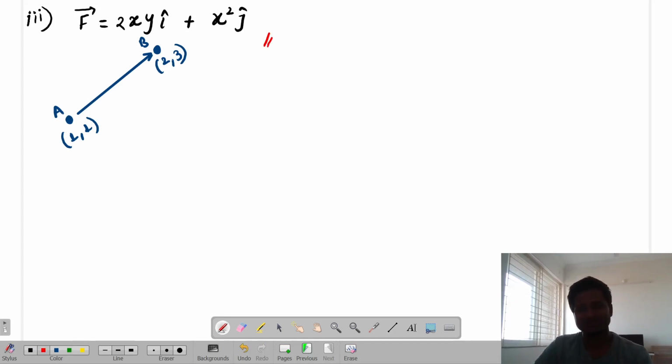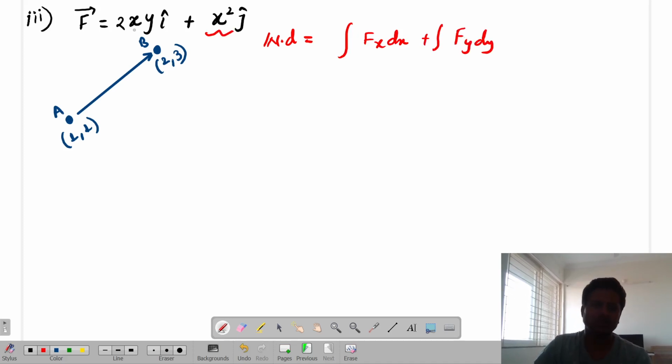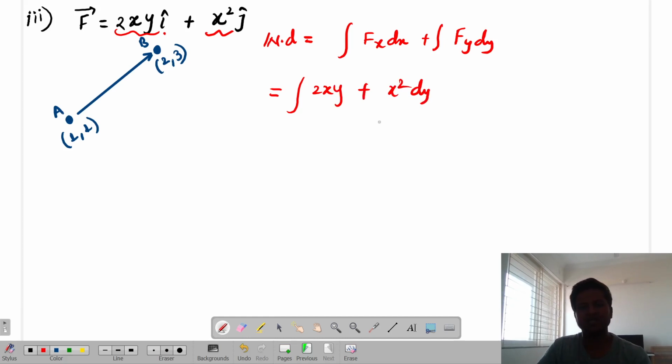So work done becomes integral Fx dx once again plus Fy dy. This is the x component, because the i component will be called the x component and the component with the j cap will be called the y component. Is that clear? So that becomes 2xy dx plus x square dy. Can I write it in whole integration or not?